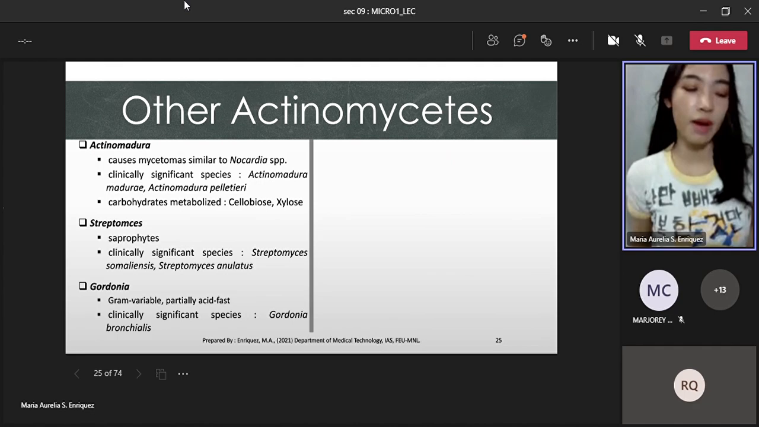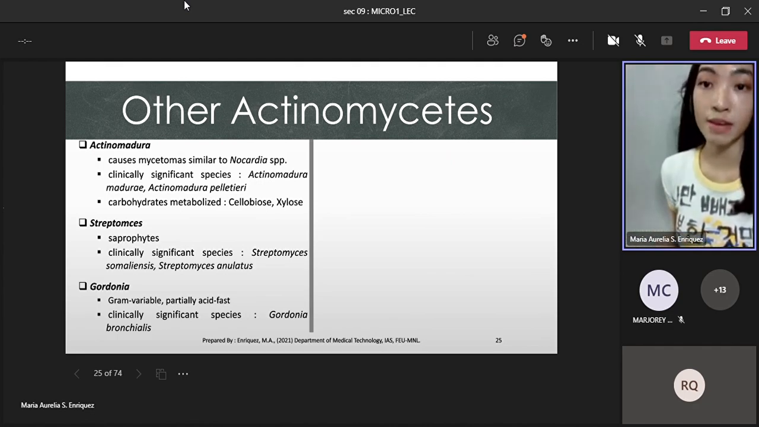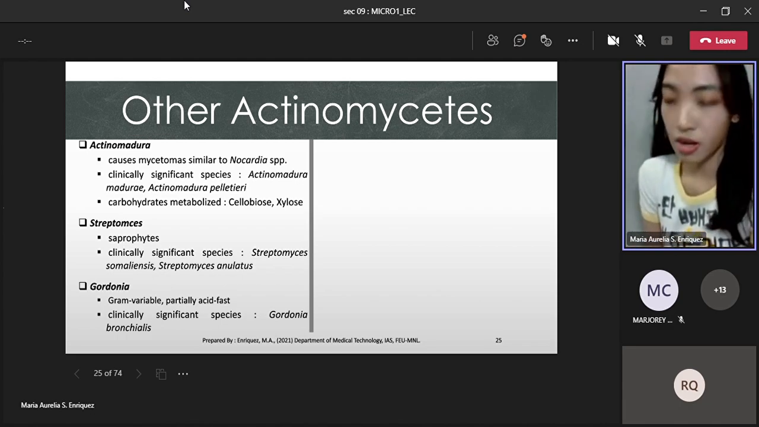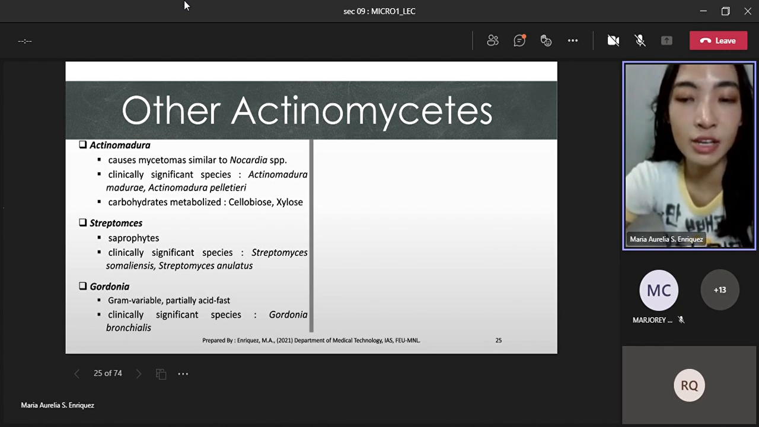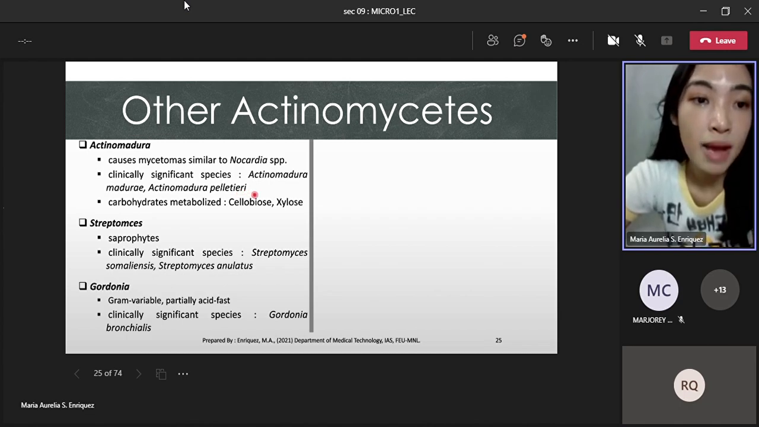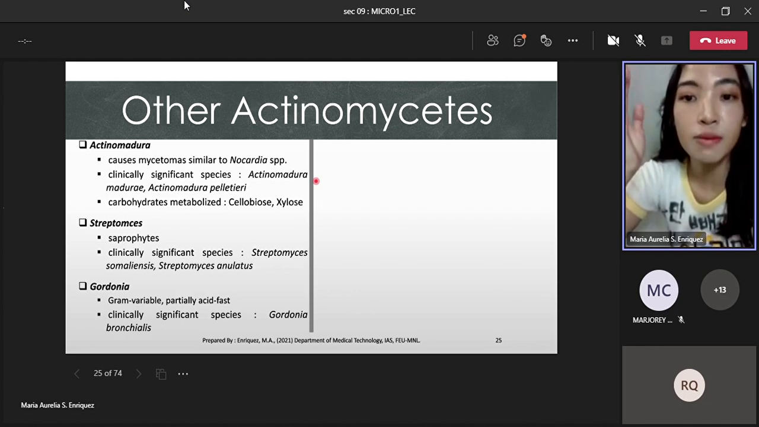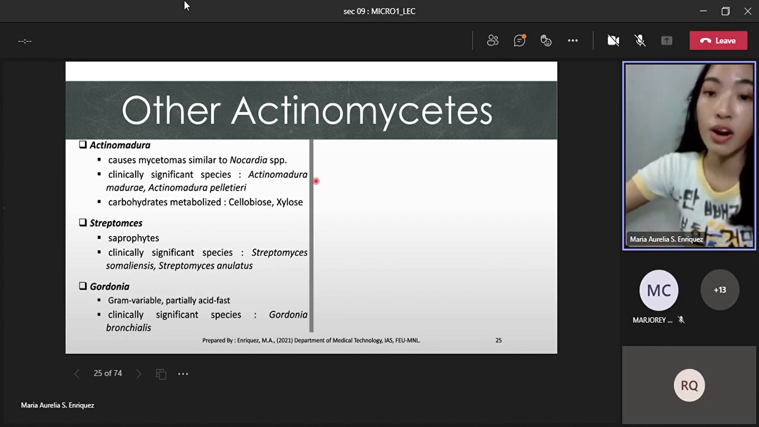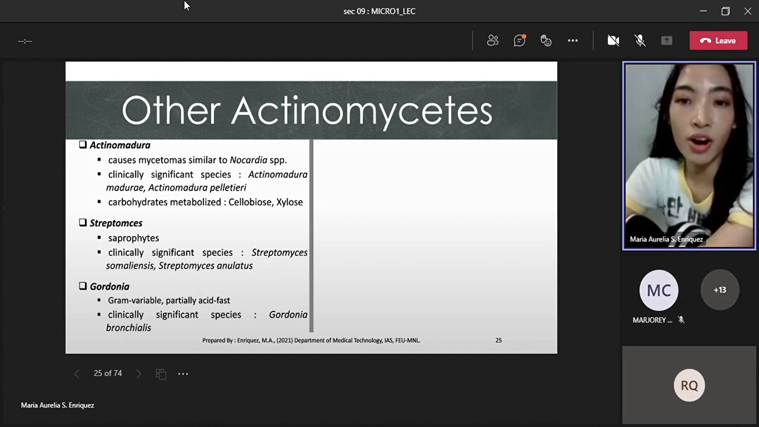All right, let's talk about all the other actinomycetes that are also considered as opportunistic pathogens. So first up, aerobic actinomycetes of clinical importance. They belong to the genus Actinomadura. So ang mga common isolates po dito is Actinomadura madurae and Actinomadura pelletieri. So these can cause mycetomas, which are identical to those that are caused by Nocardia. And both their microscopic and macroscopic morphology kahawig din po ng Nocardia species.